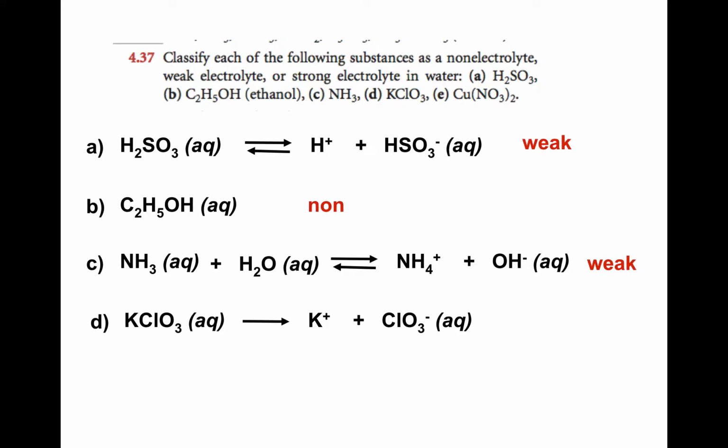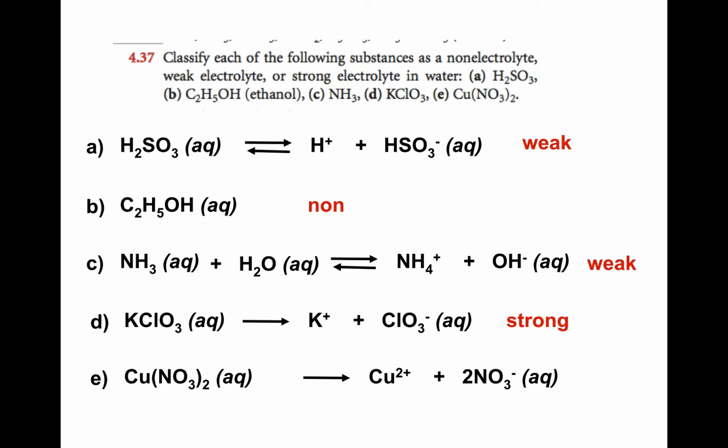Whereas aqueous potassium chlorate, anything with the potassium ion soluble, anything with the chloride ion soluble. So potassium chlorate dissolves in water. This goes forward, and we get a lot of ion in the water, so a strong electrolyte.